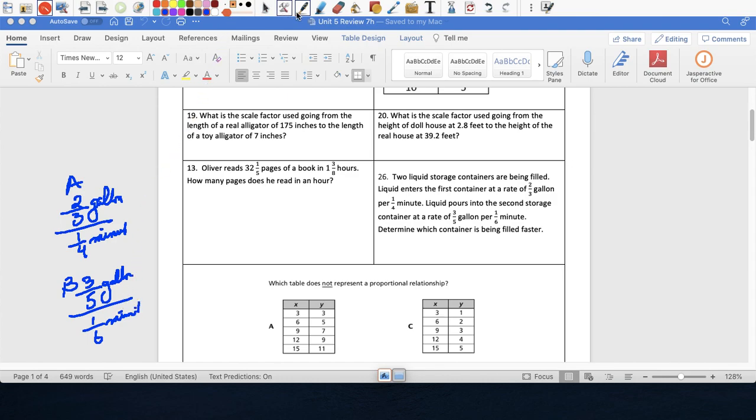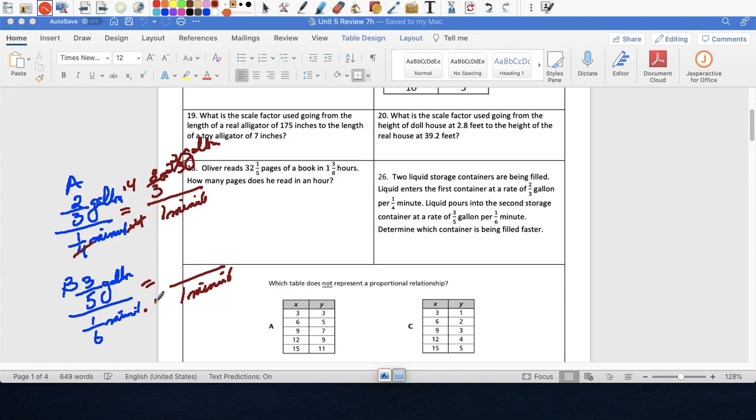All right, so right now I don't know which one is filling up faster, but if you change both of them to unit rate, let's find out how much water fills up in 1 minute. And once I have the 1 minute, I can easily tell you which one's faster. So 1/4 of a minute, how do I get that to become 1 minute? I can multiply that by 4, right? Multiply the top and the bottom by 4. The 4s cancel out, simplify to 1, and I get 1 minute. And then on top, 2/3 times 4 is 8/3, or 2 2/3. So it's 2 2/3 gallons in 1 minute.